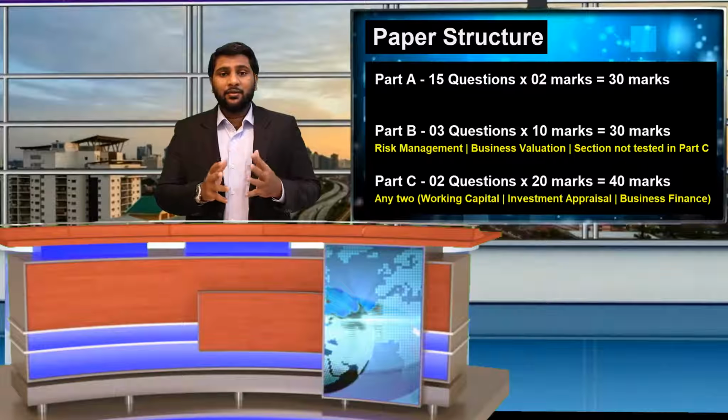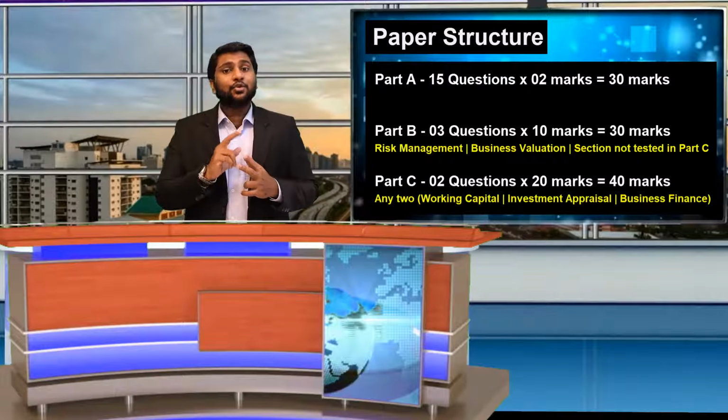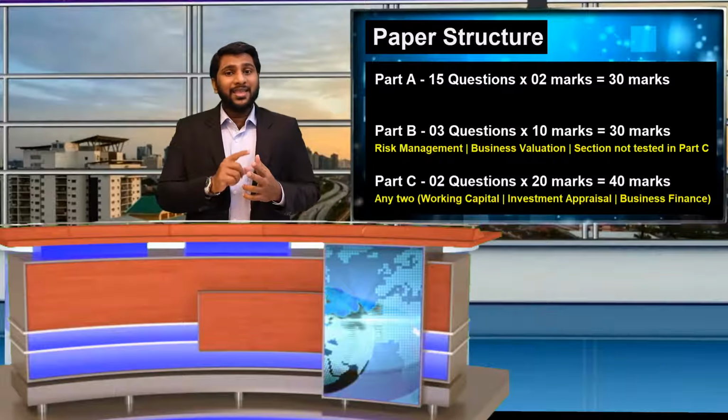I said for Part C of your paper, they can test from business finance, working capital or investment appraisal. That means from these 3 areas, they will test only 2 areas, either business finance and investment appraisal, if not business finance and working capital, if not working capital and investment appraisal. So they can test only 2 areas or 2 sections from Part C of your paper. The remaining section will be covered in the Part B 10 marks.